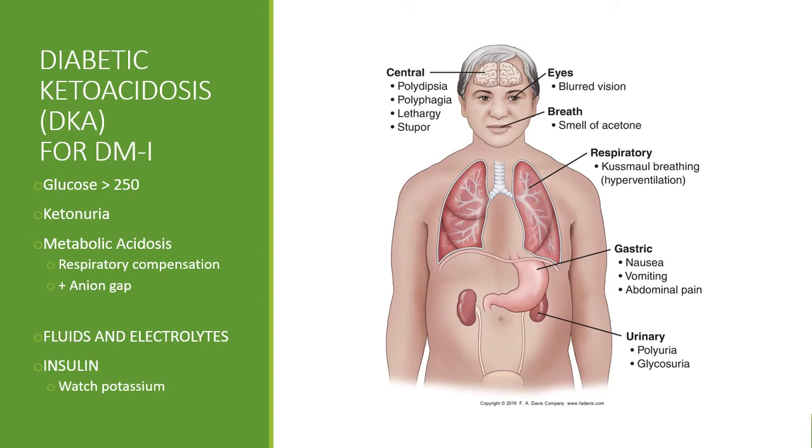They have Kussmaul's respirations, which is a rapid, deep kind of sighing respiration that occurs in order to blow off acids. And so that's a sign of metabolic acidosis with respiratory compensation. And you'll notice that they have a positive anion gap on their blood work.